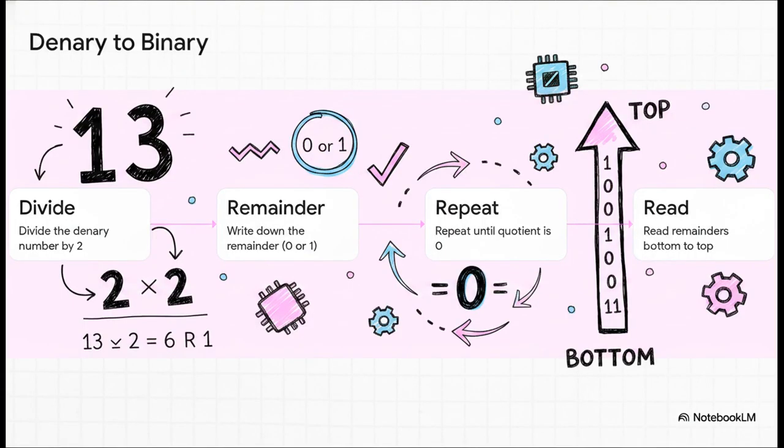So how do we actually do the math? Well, when you need to convert a positive Denary integer into binary, there's this foolproof algorithm called the continuous division method that you should absolutely memorize. It's super simple. You just divide your Denary number by 2, write down the remainder, which will always be either a 0 or a 1, then divide your new quotient by 2, and repeat until you hit 0. But here's the absolute trick. You must read the remainders from bottom to top to get your final binary number.